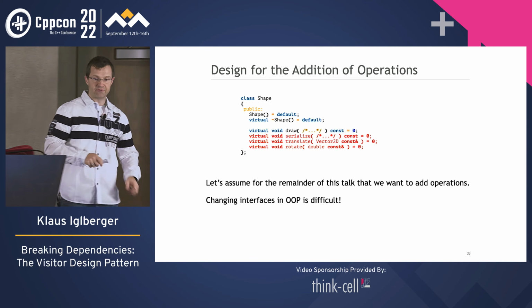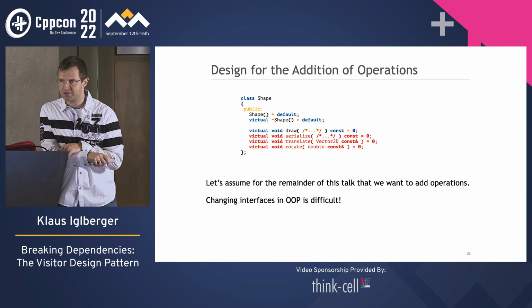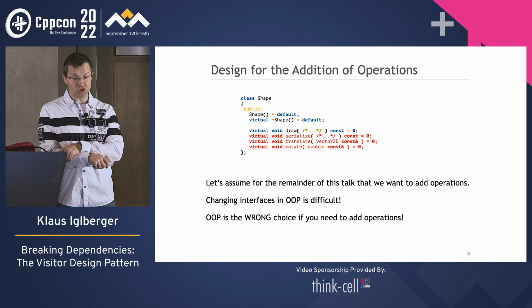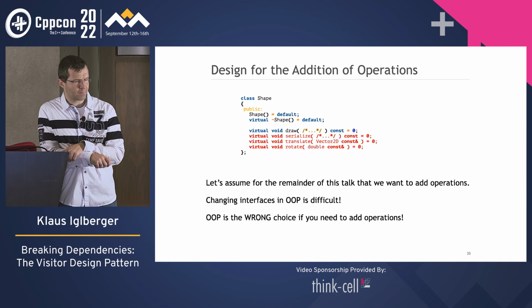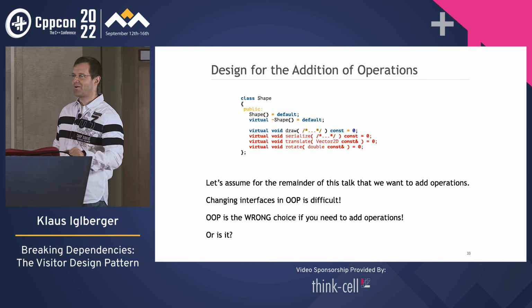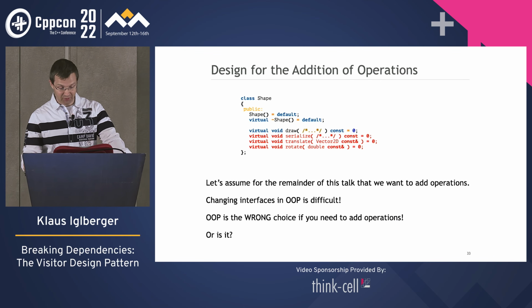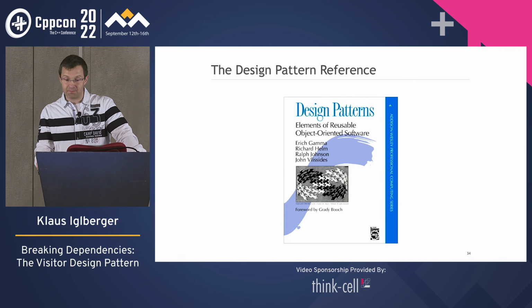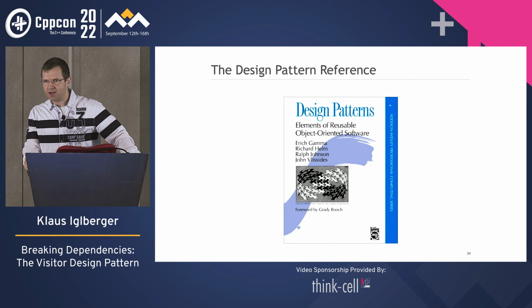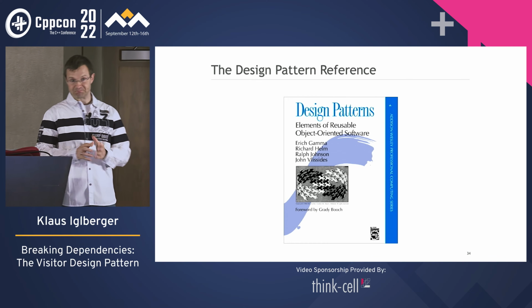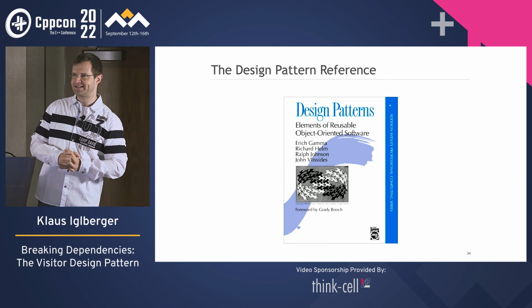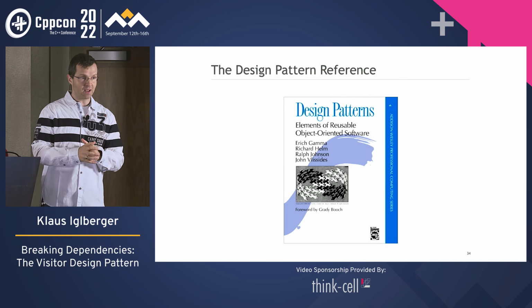However, changing interfaces in object-oriented programming is difficult. That's exactly what we've seen just by means of this shape base class. And so apparently, object-oriented programming is the wrong choice. Or is it? Well, of course, design patterns to the rescue. And now I'll pick up this book, the design patterns book, the so-called Gang of Four book, released in 1994. And these four authors, what they've done is they have basically collected design patterns. They've not invented them, they collected them.